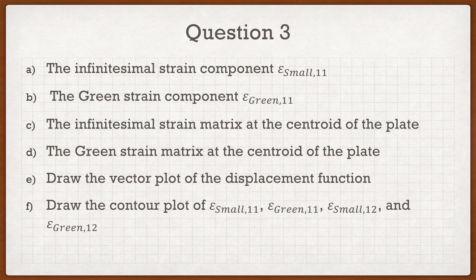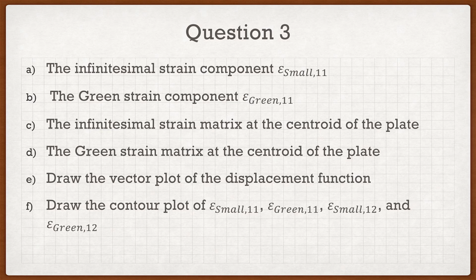The question also wants us to find the infinitesimal or small strain component E small 1 1, the green strain component E green 1 1, the small strain matrix at the centroid of the plate, and the green strain matrix at the centroid of the plate. It wants us to draw the vector plot of the displacement function and the contour plot of E small 1 1, E green 1 1, E small 1 2, and E green 1 2. This looks like it's asking for so many things. You're going to say, oh God, I'm going to be here forever. This is not good, Clayton. This is not good at all.